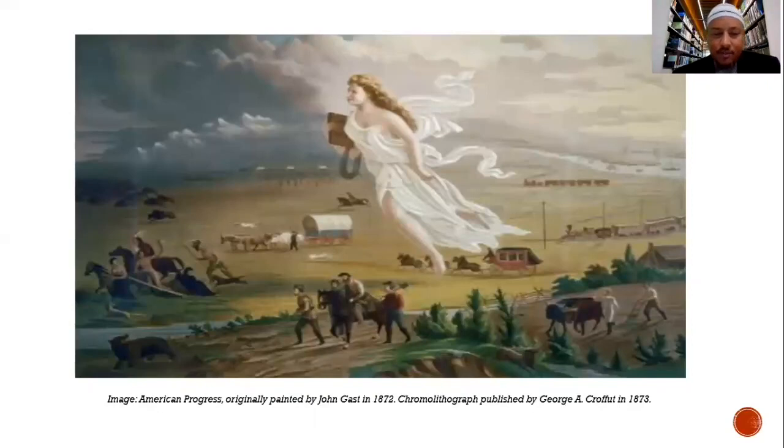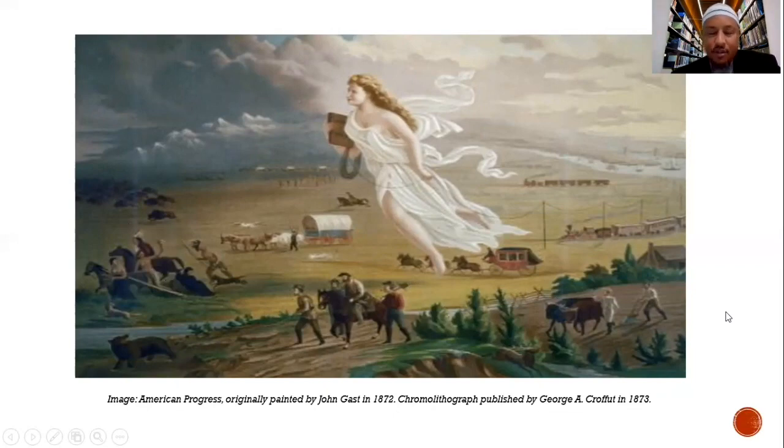Look at this image. This is an image by John Gast from 1872. It's a famous image about westward expansion. It's called American Progress. And you see that this angel is moving people to the west. You see here native people are running for their lives. The buffaloes are running for their lives as Americans are spreading into the west.